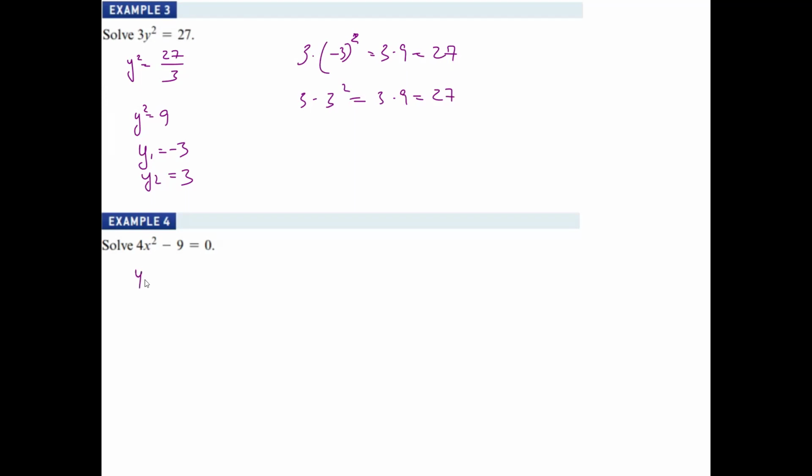So this one, 4x squared equals 9. That's the first step. So then x squared is 9 over 4. As the second step, we need A to be 1. Now x1 is negative 3 over 2, x2 is 3 over 2.